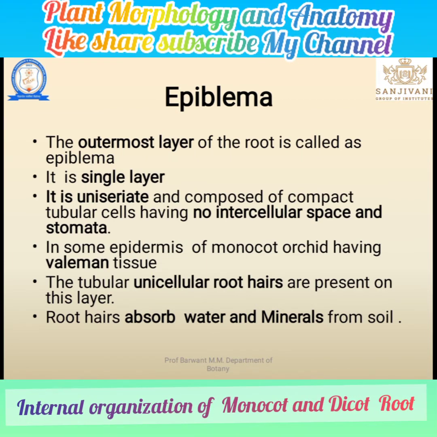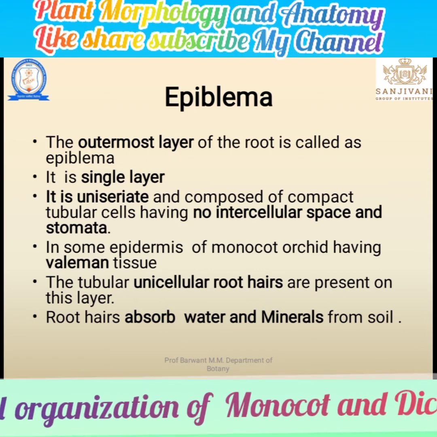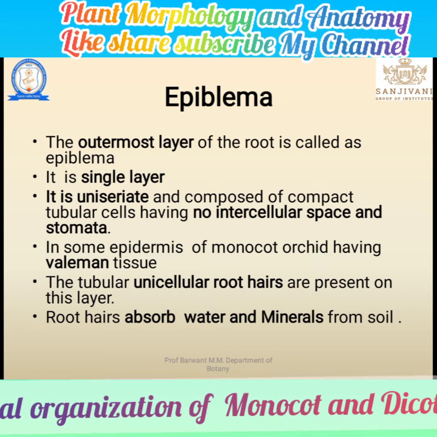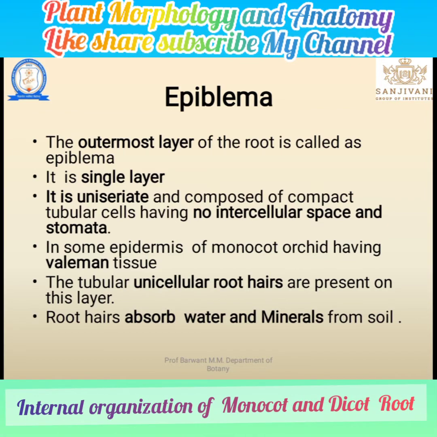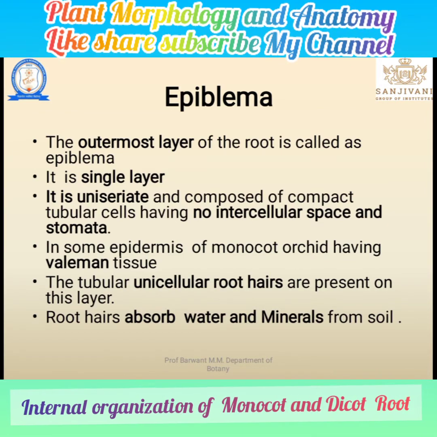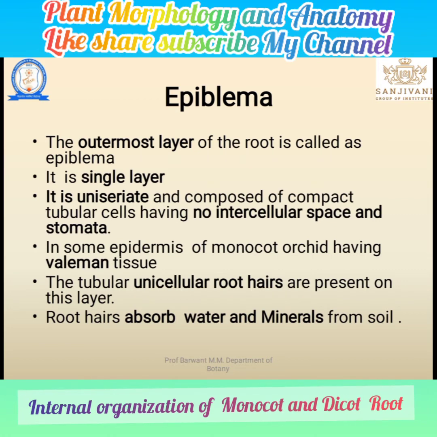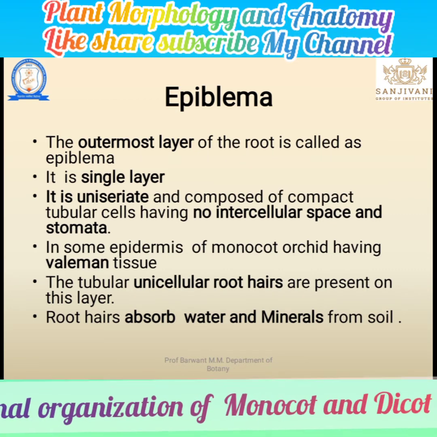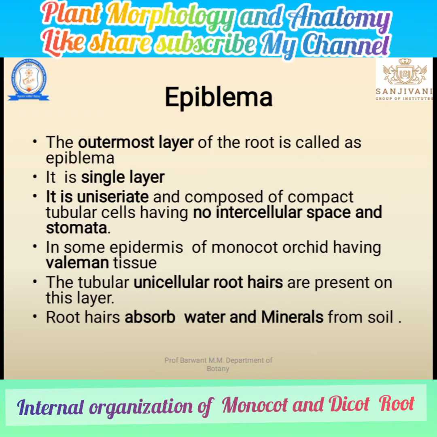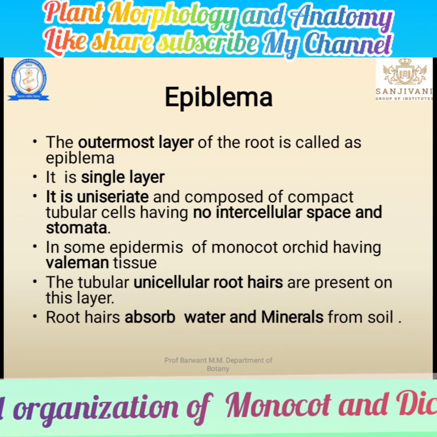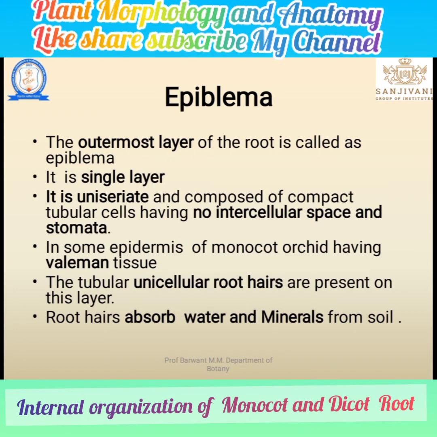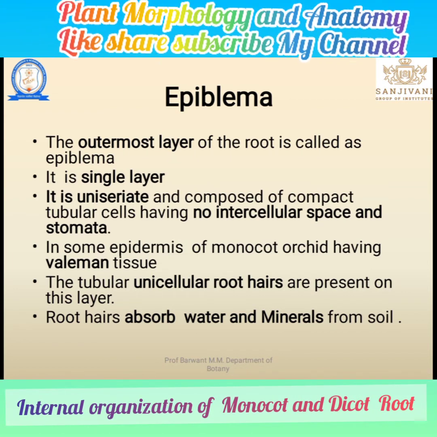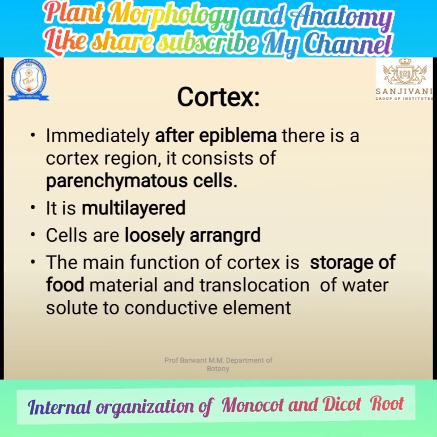In a monocot root, in some plants like the orchid, there is a specialized tissue known as velamen tissue. The function of velamen tissue is nothing but to produce the aerial root. At the epiblema, there is a presence of unicellular root hairs, which perform the function of absorption of water and minerals from the soil.